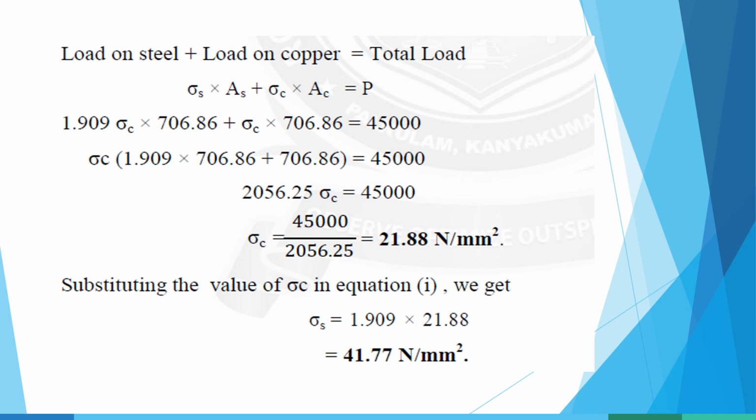Substituting the value of sigma C in equation 1, we get sigma S is equal to 1.909 into 21.88. Therefore, sigma S is 41.77 Newton per mm square.